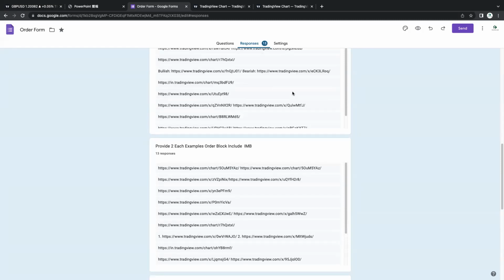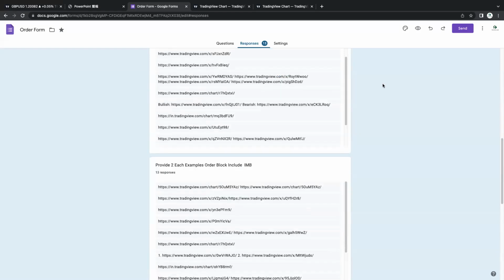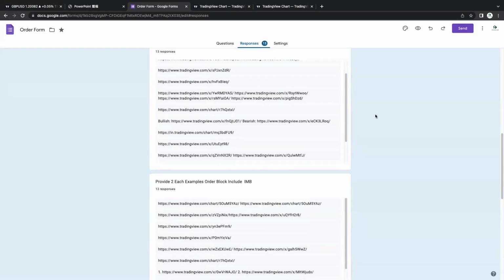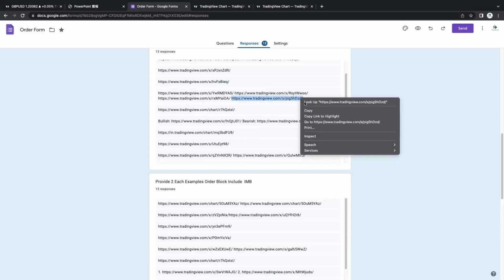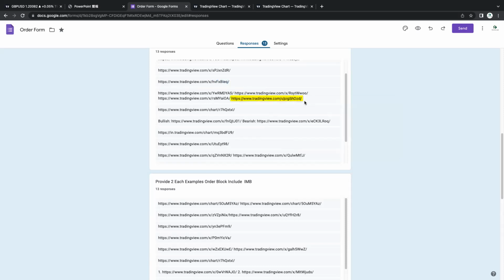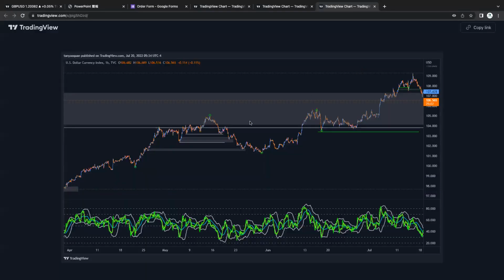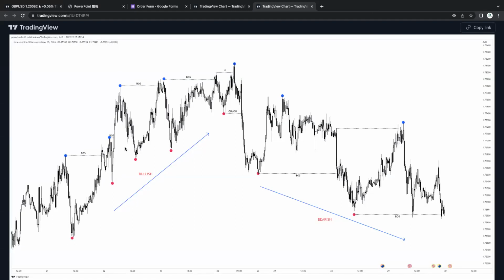Please always share a TradingView link. Some people paste the wrong URL by mistake. This one is also wrong. I don't know who did this. US oil. This is not a clear structure. They did not mention any choch, BOS, anything. Every time, next time, please make sure you mark your structure like this. Okay.